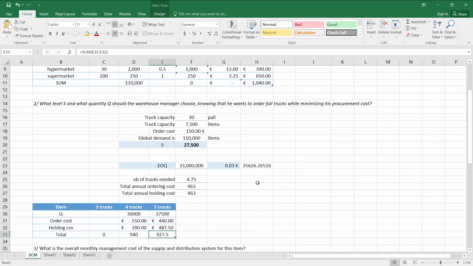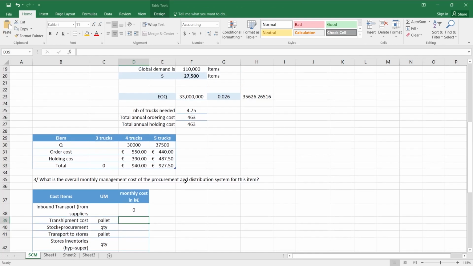So here we can see clearly that the optimal solution would be the 5 trucks, since the total costs related to 5 trucks is 927 euro versus 940 euro for the 4 trucks option.